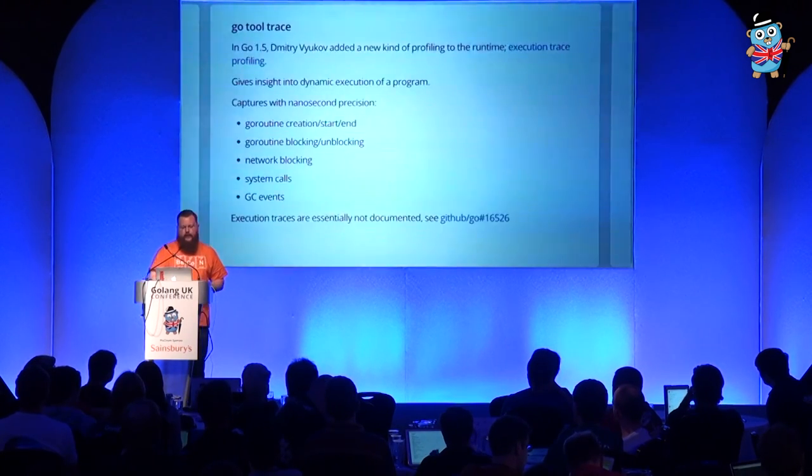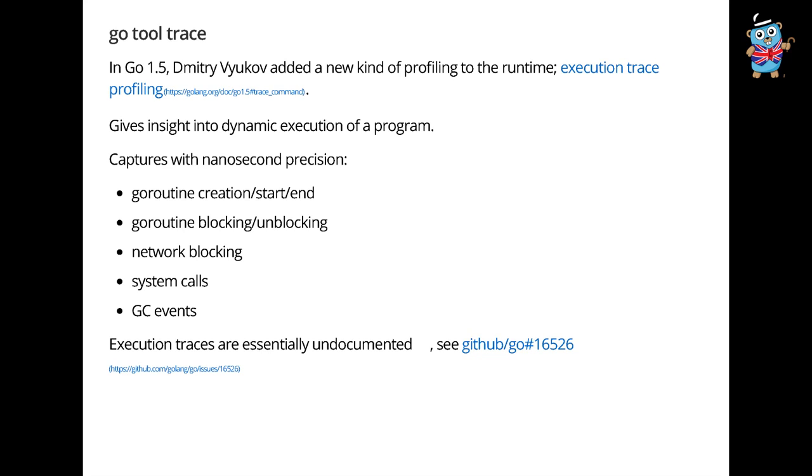So, the last one. Go tool trace. This was added by Dmitry Vyukov around Go 1.5, and it's a new kind of profiling. Rather than tools like perf and pprof, which just look at the application, capturing the program counter, and recording that, Go tool trace knows more about the actual application. It's very high precision, but it also is aware of things like Go routines, their blocking, unblocking, when network calls occur as opposed to other kinds of syscalls. And it knows a lot about the garbage collector and its interactions. The downside is that it's effectively undocumented and has been for about two releases. Maybe that'll get fixed soon.